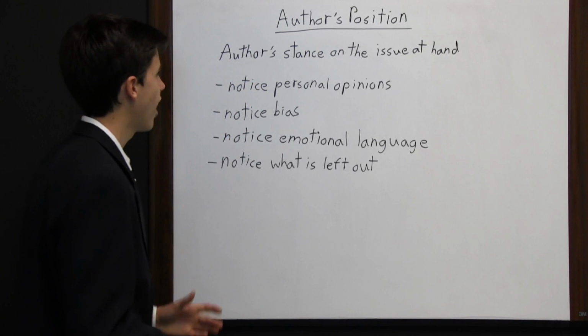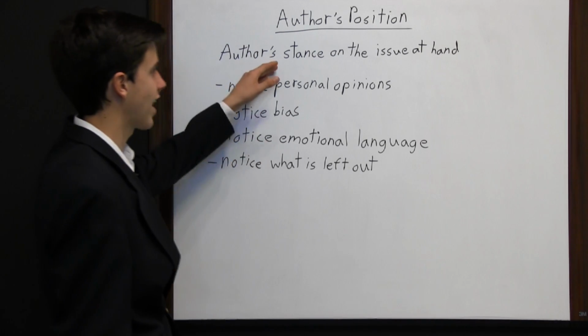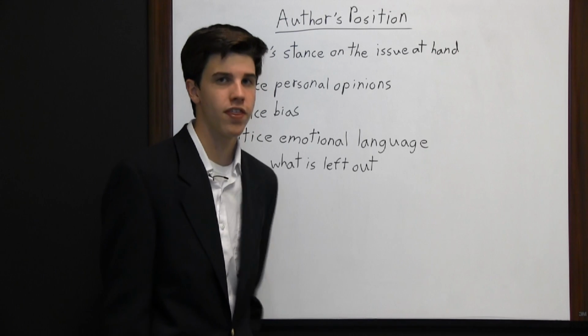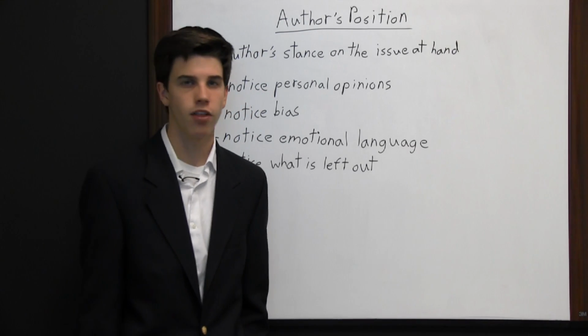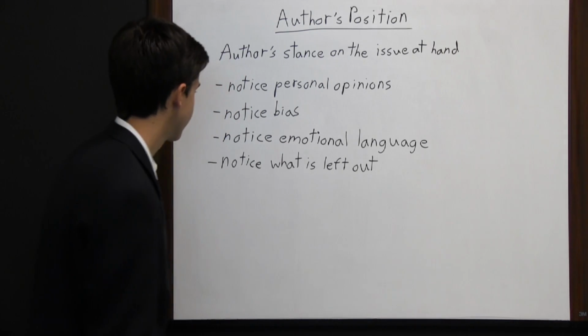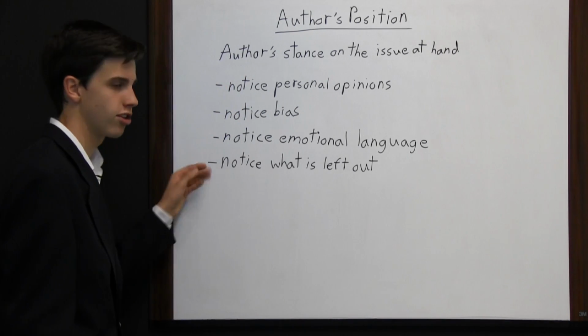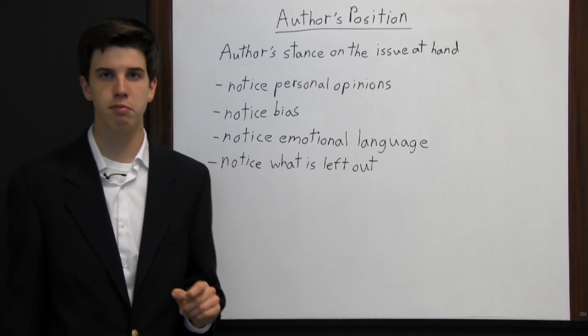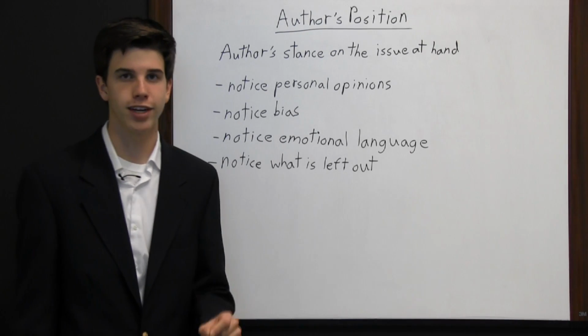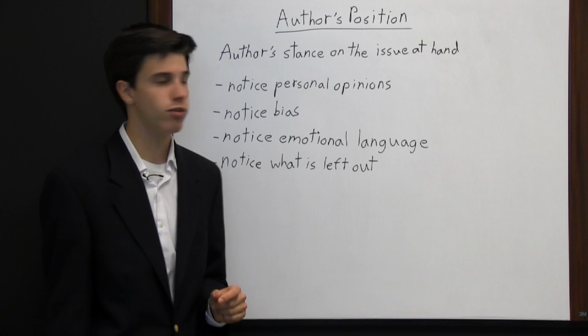So first of all, the author's position is basically their stance on the issue at hand. It's what they believe about the issue they are writing about. So to help you find the author's position, you need to notice several things. Notice each point here starts with the word notice, because to find the author's position, you can't just sit back and have it come to you. You as the reader are going to have to be proactive and notice these things.